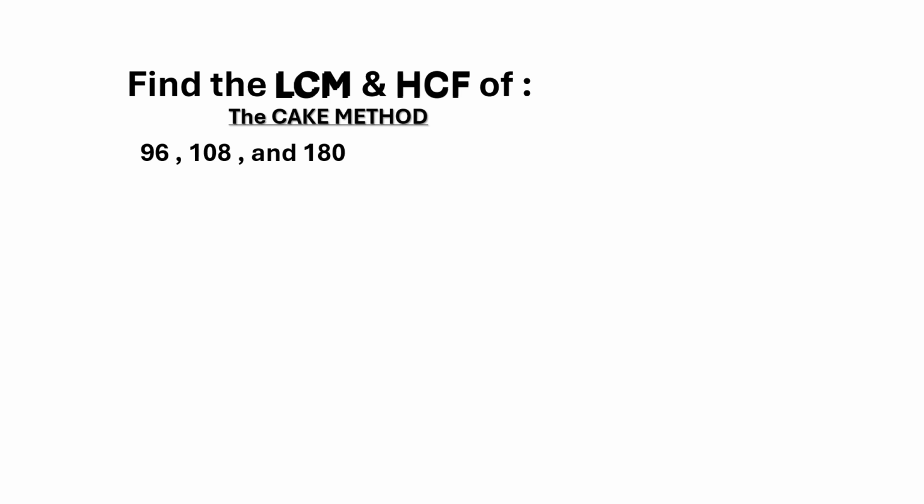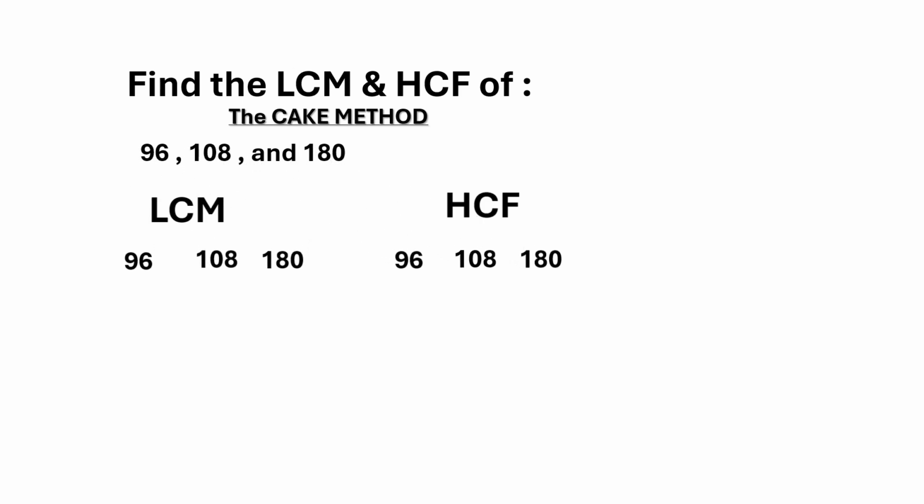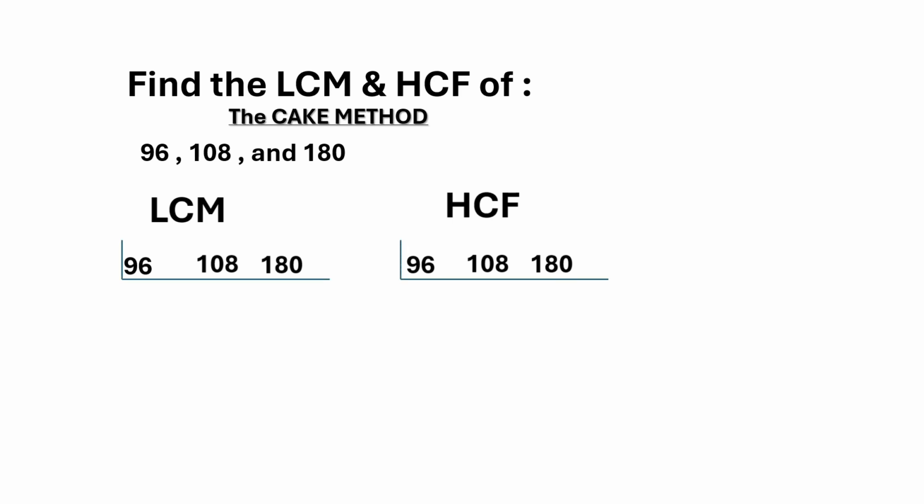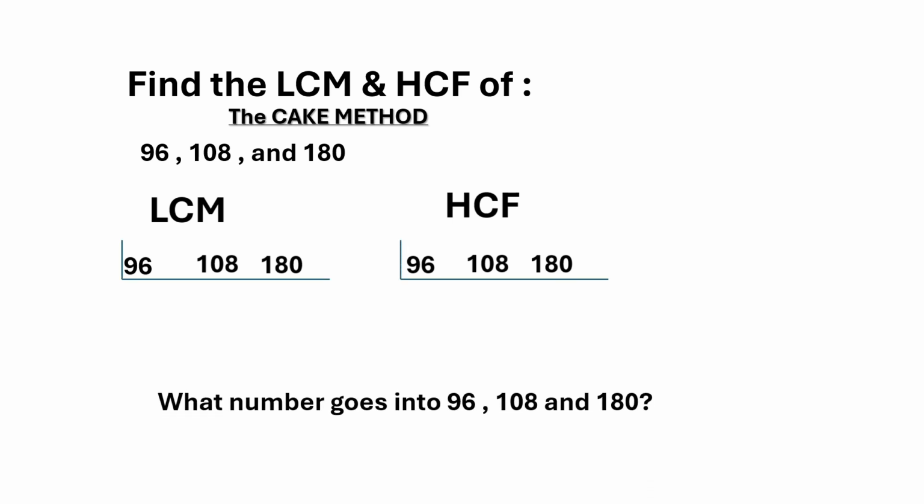So let's do the least common multiple on the right side, the highest common factor on the left side, or the opposite anyway. So write the numbers. What number goes into 96, 108, 180? We can divide by 12. We can divide by 6. Let's just divide by 2.